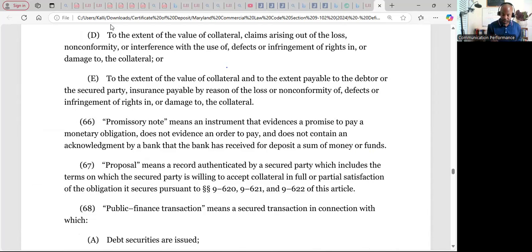Okay, so let's go through it. So promissory note means an instrument. It is an instrument, and that's defined in 3-104 of the commercial law that defines what an instrument is, a negotiable instrument, right? So when it says it's an instrument, you can say it's a negotiable instrument, right? That evidences a promise to pay.